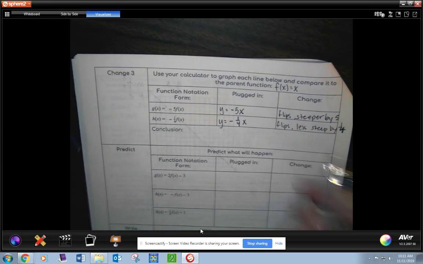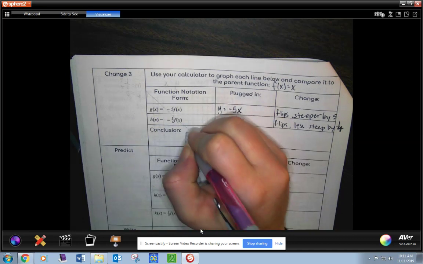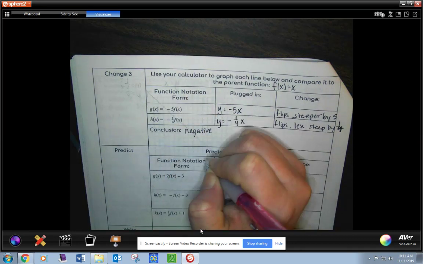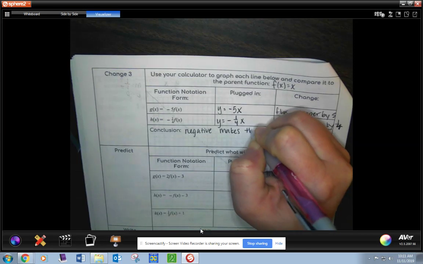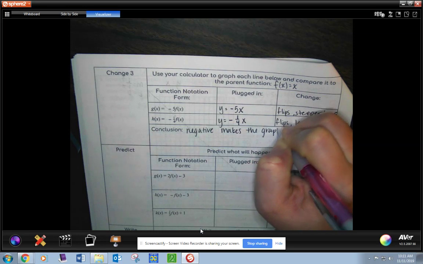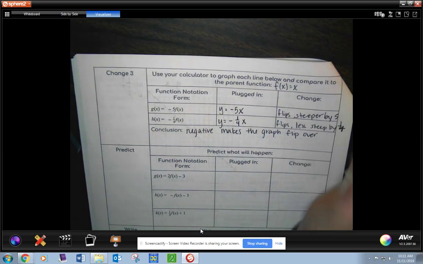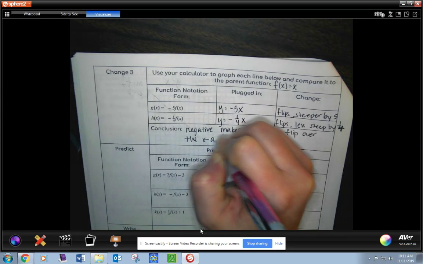Okay, so my conclusion, I already knew steeper and less steep. I've worked with that on change number 2. So the conclusion is a negative. A negative is what is important, and it makes the graph flip over the x-axis.